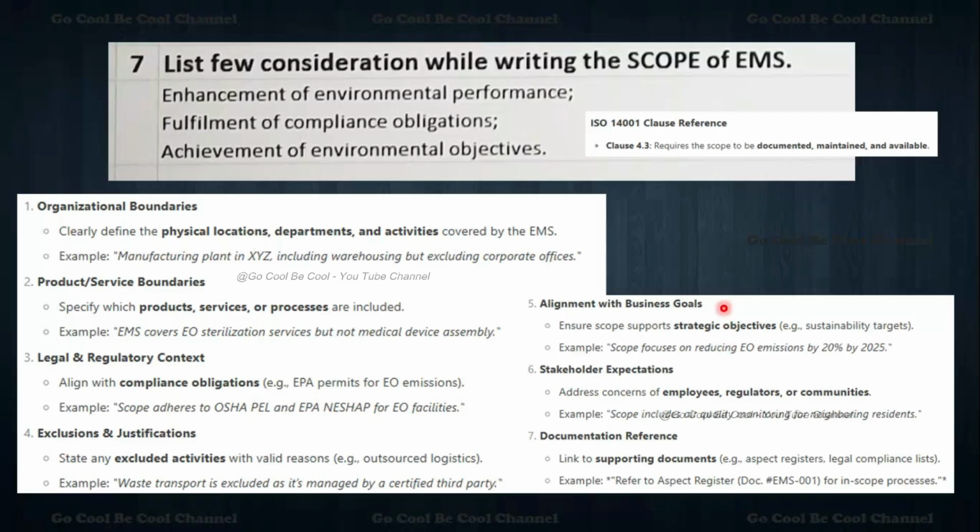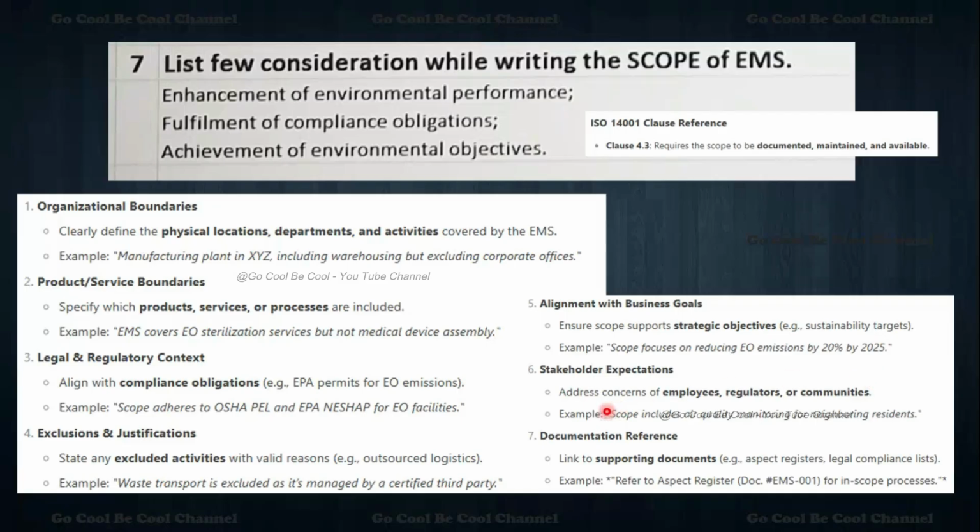EMS generally talks about the environmental management system of the company as a whole. Ensure the scope supports strategic objectives, for example sustainability targets. For example, we can say the scope focuses on reducing EO emission by 20% by 2025. There are a lot of emissions, CO2, and a lot of regulations, so we have to write it down. Then the trainer will think about it. You have a lot of knowledge because you are extracting all that information from the industry, as well as ISO 14001, where you work with all your collaborative buddies.